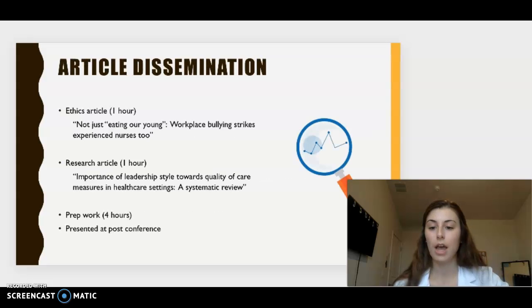So the articles that I have were related to bullying, and research was related to leadership style affecting care. And I'm not going to go into the specifics of the articles because we're going to discuss that in post-conference, but those met objectives as well as the prep work. So with the articles that met objectives 1, 2, 3, 5, 6, 7, 8, and the prep work 1, 2, 3, 4, and 6.